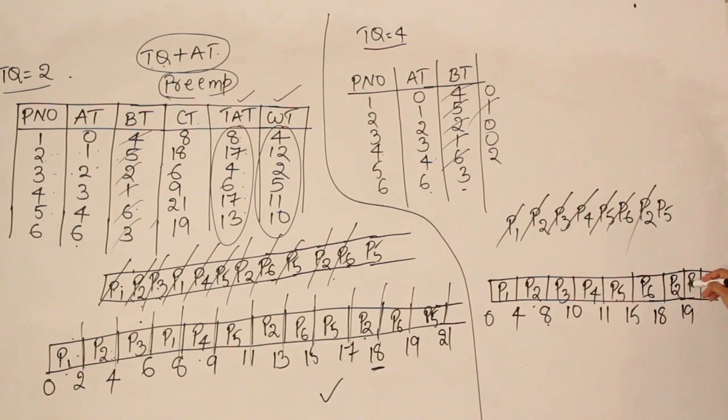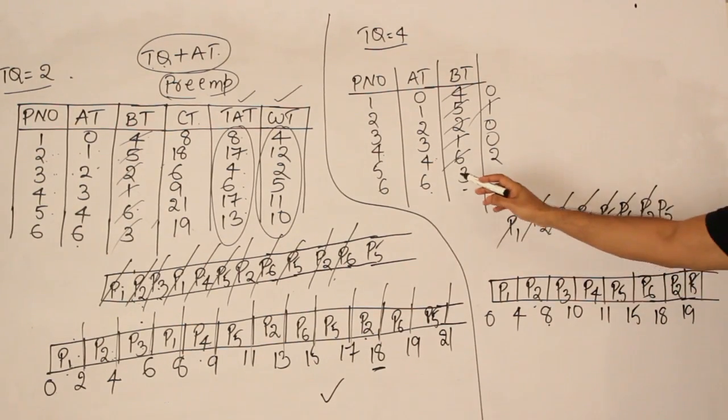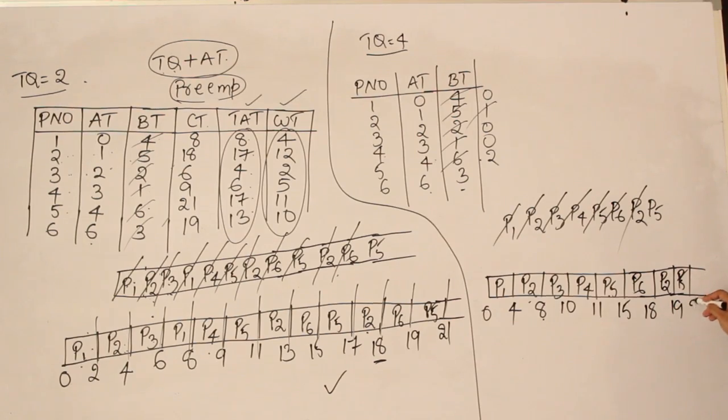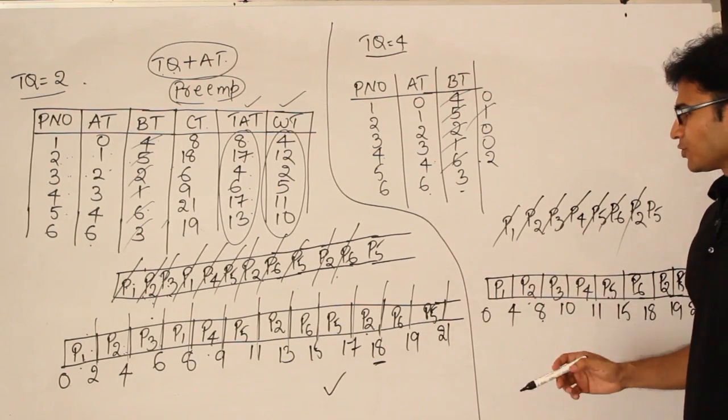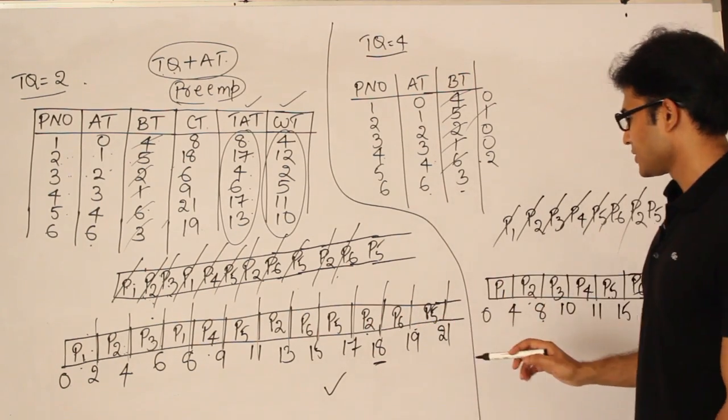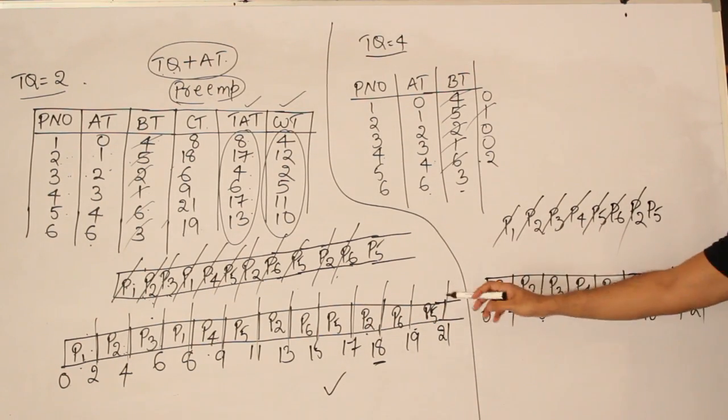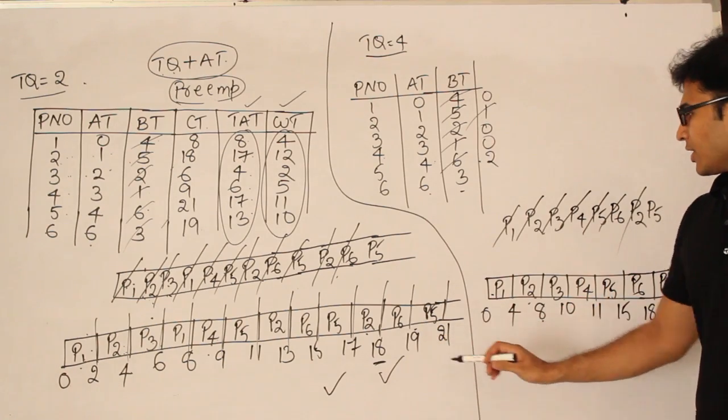Then finally P5, right? So how much time does P5 require? 2 more units, therefore it is 21. That's it. If you look at the Gantt chart, it is clearly showing that the Gantt chart of this one is very large compared to this one. So the context switchings are very high here compared to this.